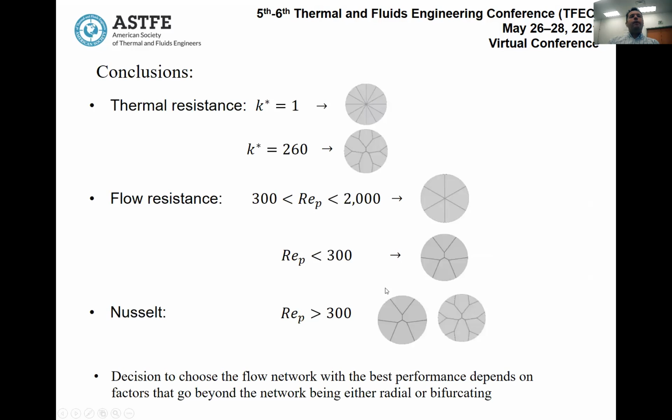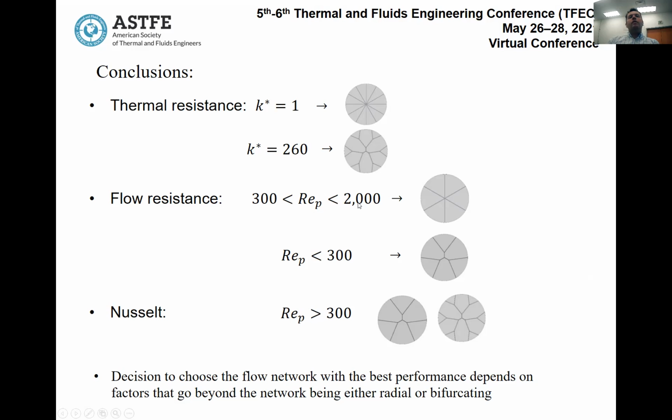So our conclusion, in summary, is that the decision to choose the flow network with the best performance in terms of thermal resistance and flow resistance depends on factors that go beyond the network being radial or bifurcated. For example, for thermal resistance, the best geometry, the radial with 12 outlets, is the best one if you consider K star equal to 1. When K star equal to 260, the best geometry is the bifurcated one with 12 outlets.